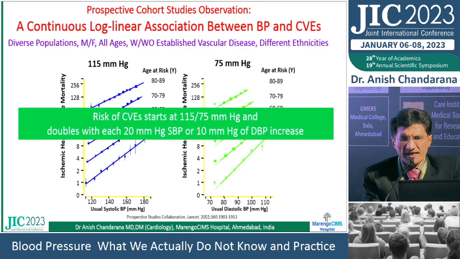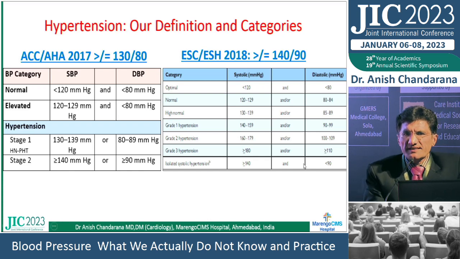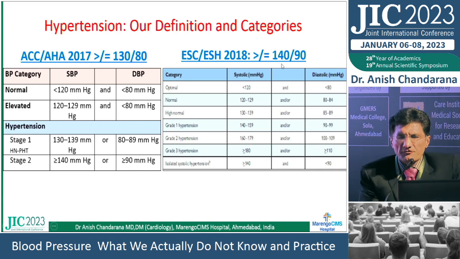And we also know, you all know this, that risk of cardiovascular event starts at a BP of 115 by 75 millimeter of mercury, maybe even before that, and it doubles with every 20 millimeter increase in systolic blood pressure and 10 millimeter increase in diastolic blood pressure. So this is a fact which we have all known. Now, even though we know this, that the risk starts at 115 by 75 or before that, why have we defined hypertension at a level of 140 by 90?